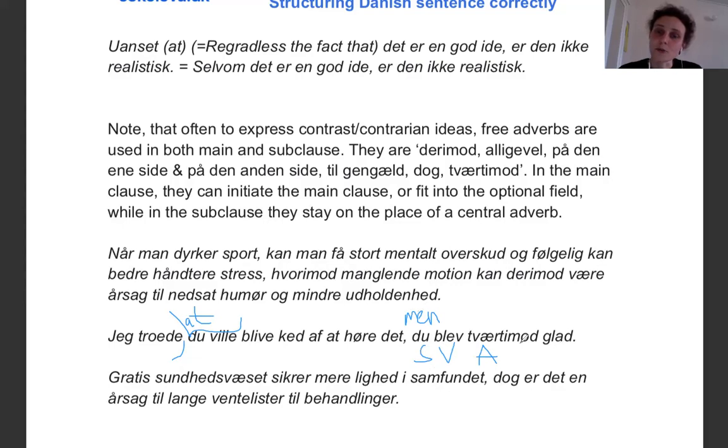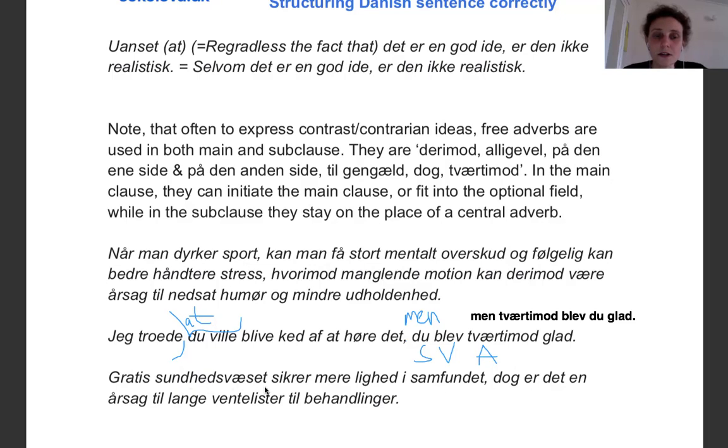Because it's a main clause, I can also put tværtimod at the first position, right? Just like til gengæld var det billigt, or på den anden side kan det være vanskeligt, can be difficult. So I could write, men tværtimod blev du glad. But there is also a matter of usage. You can construct it like this, but people would probably say this variant. Men du blev tværtimod glad. As an optional field according to scenario one. Here it's an inversion trigger, right? Men, conjunction, and then you have an inversion trigger, tværtimod. Blev du, inverted according to scenario two.